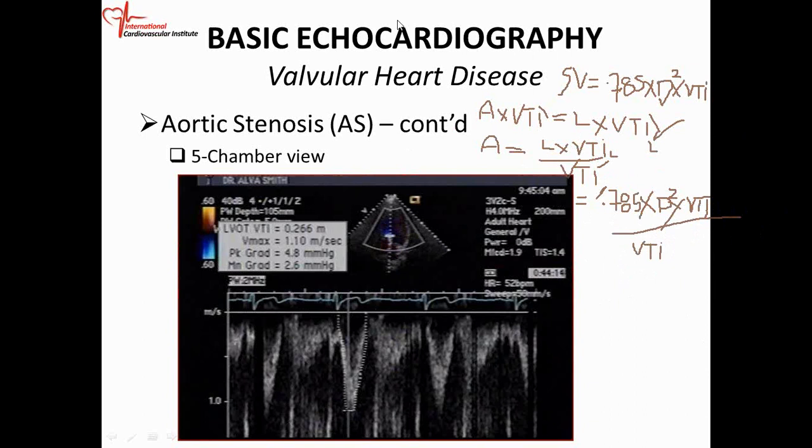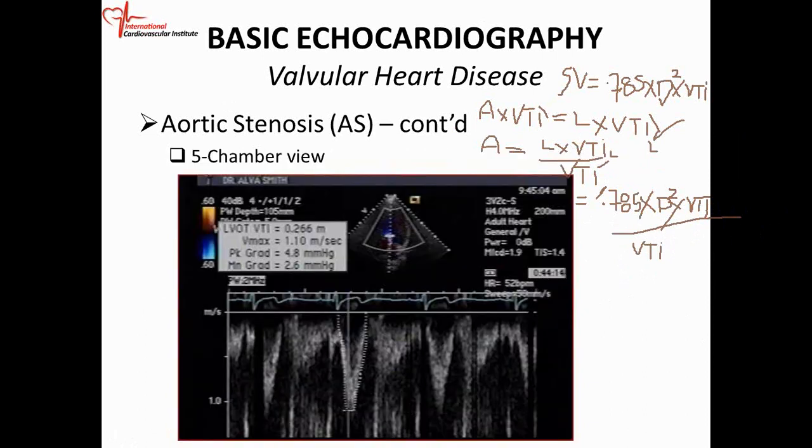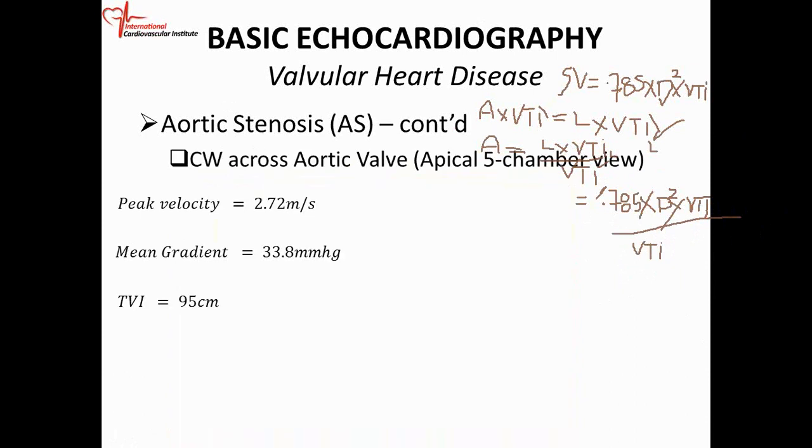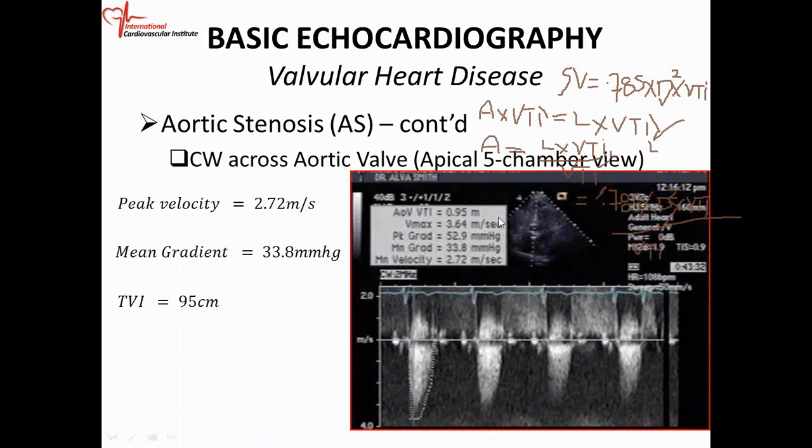Okay? All right. So the next step is to get the VTI across the aortic valve. So again, your 2D echo is on top, cursor, sample volume. Now you put your sample volume in the aortic valve because you want the flow across the aortic valve now. So you push it lower down into the aortic valve.